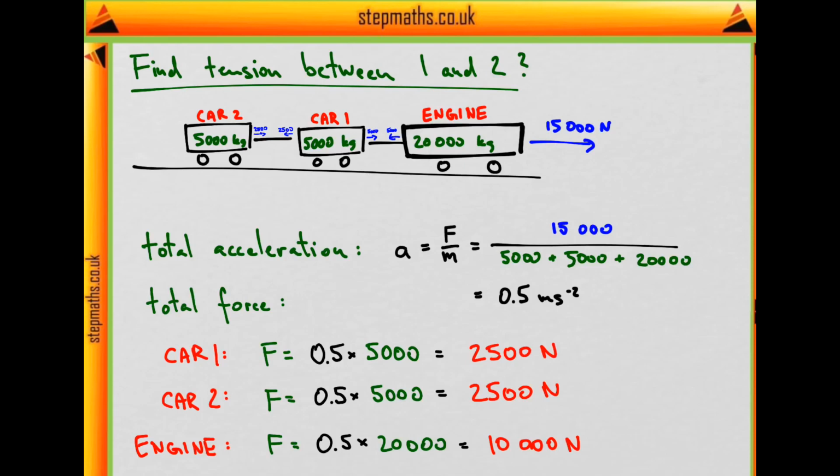And the one they were asking about, 2,500 newtons, that's the tension between the first and the second carriage. So our final answer is 2,500, and that was letter A.